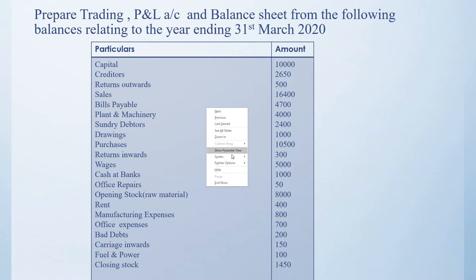So the first step is to identify which account each item belongs to. Here we have three accounts: trading account, profit and loss account, and the balance sheet. In the trading account we enter all items related to manufacturing or production, in the profit and loss account we record all items or transactions related to office purposes, and in the balance sheet we record all items related to assets and liabilities.